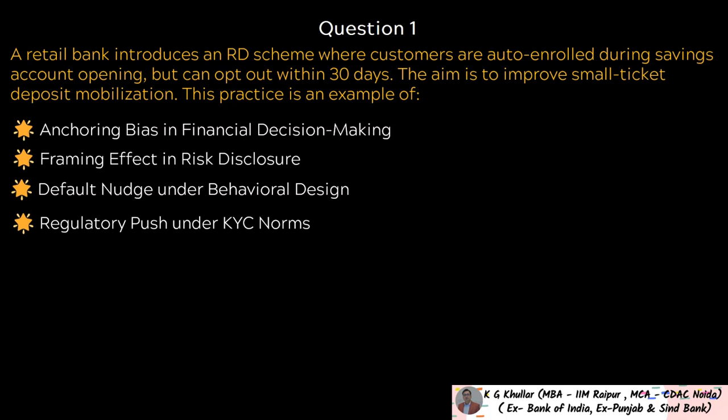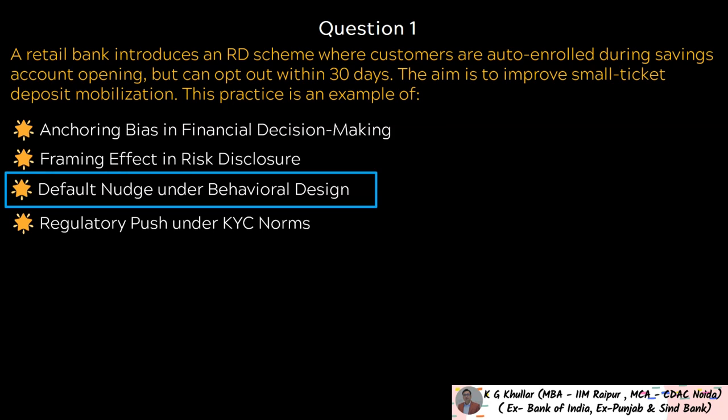Friends, the situation in this question describes an automatic enrollment system that customers can opt out of, which is nothing but a classic default nudge as we learned in the lecture. This technique is used widely in behavioral finance to gently guide individuals towards beneficial financial behaviors like saving regularly without forcing them. By making the desired action the default, people are more likely to follow through due to momentum or decision fatigue. So the correct option for the given question is option C.